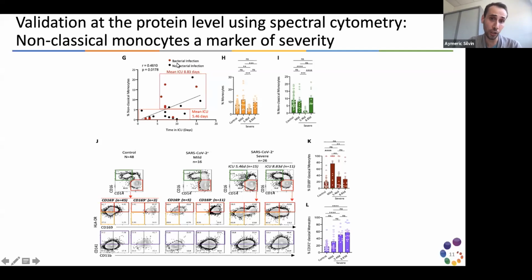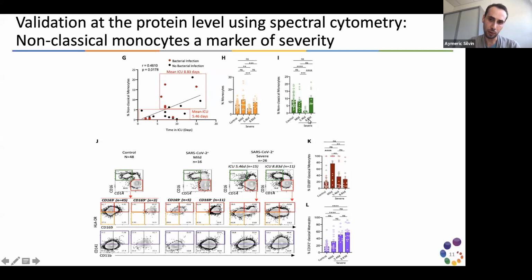Some of them were undergoing bacterial infection, but it doesn't seem that it's linked to bacterial infection. It seems that it's also linked to the fact that some of these patients were going better and would get out of ICU a few days later. But here you have a representation. You can clearly see that non-classical monocytes decreased the first week of ICU.